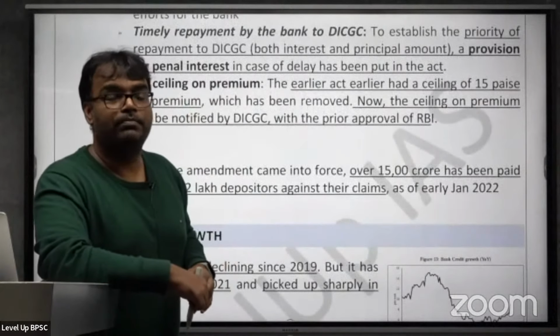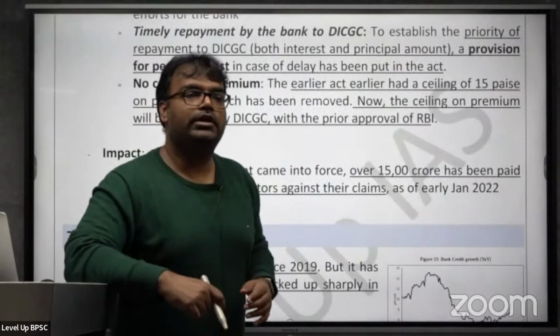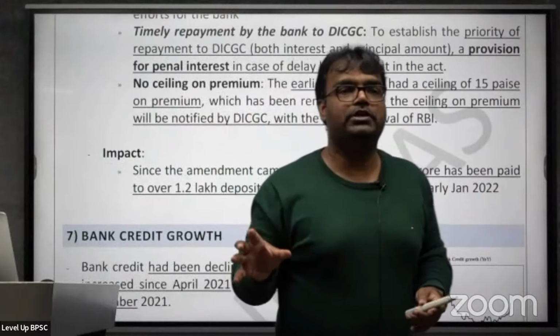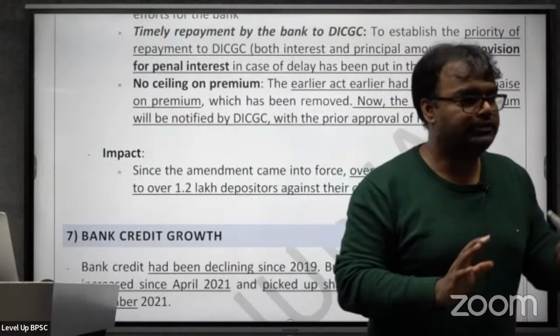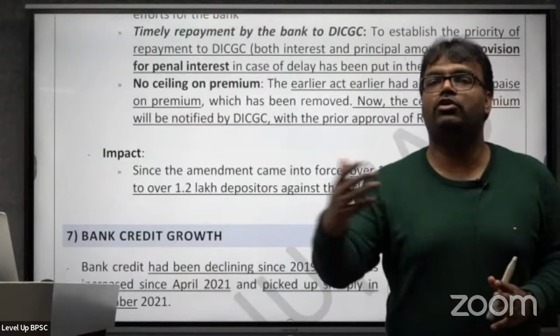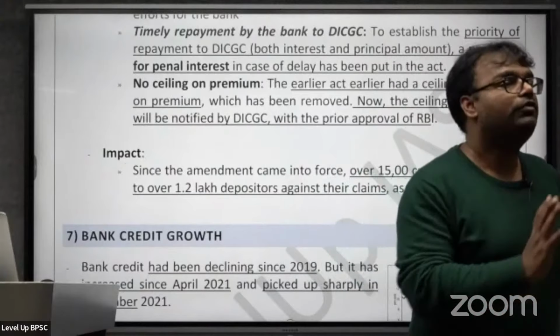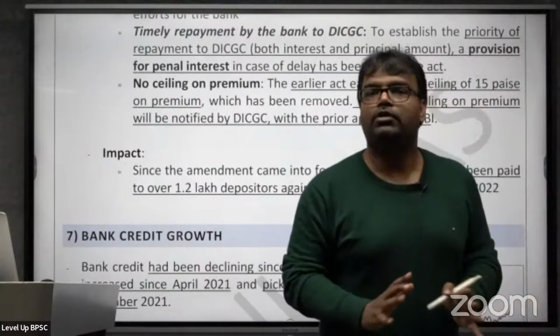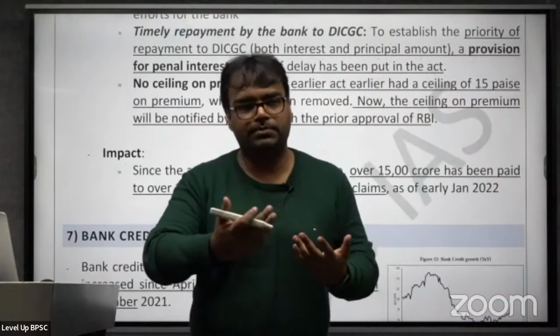on the premium. Earlier there was a ceiling that if 100 rupees are being deposited, 0.1%, that is 10 paise will be the insurance. It will not be more than that. Or 0.15%, 15 paise would be the insurance premium, not more than that. But now that has been done away with.